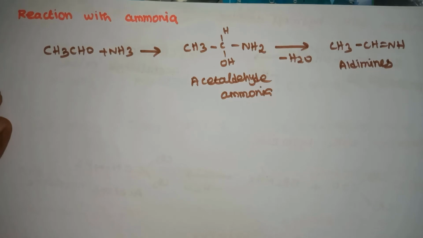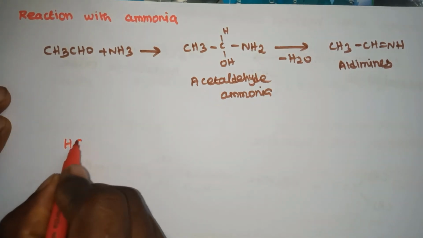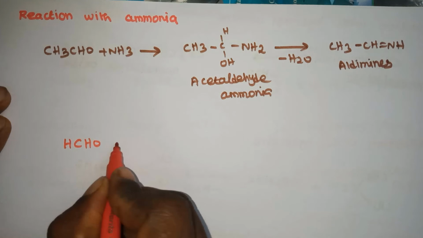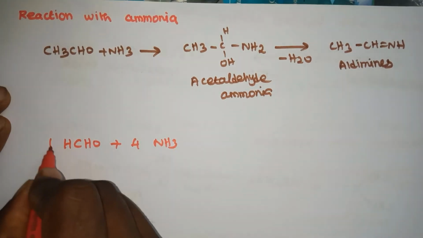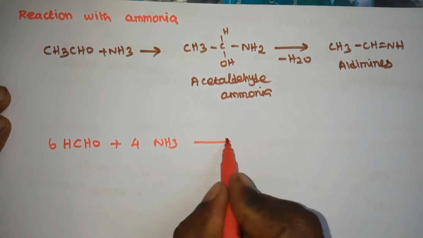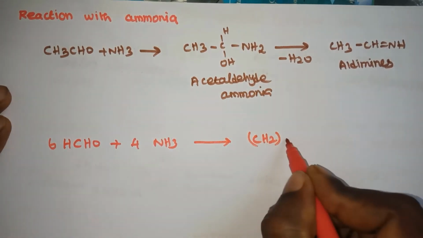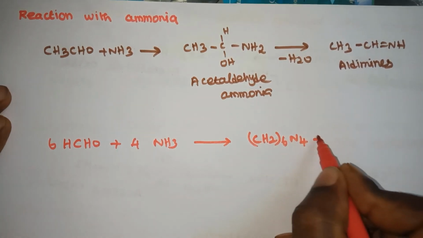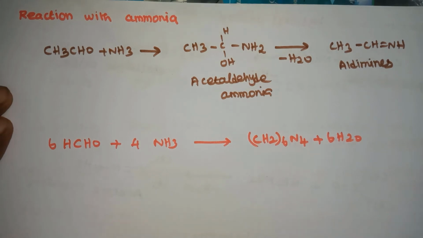Formaldehyde reacts with ammonia to form hexamethylene tetramine. Name of this compound is urotropine. Formaldehyde, HCHO. This is formaldehyde reacting with ammonia. 4 moles of ammonia react with 6 moles of formaldehyde to form hexamethylene tetramine, (CH2)6N4 plus 6H2O. It is known as urotropine.